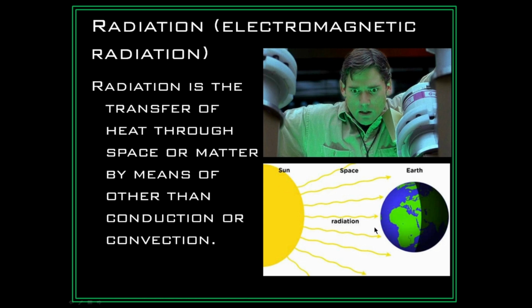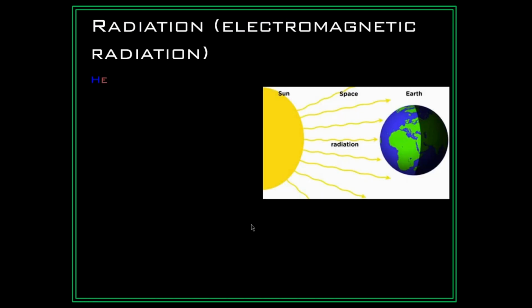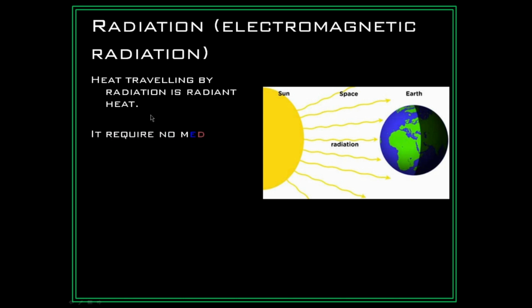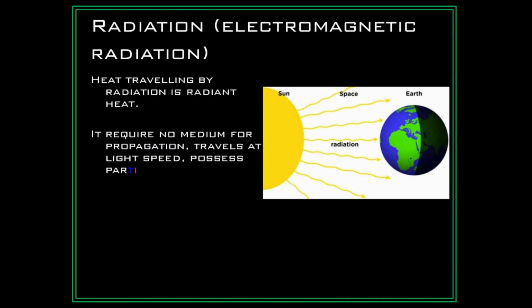Actually, the sun radiates energy through space. It is coming to the earth, and that's how photosynthesis happens. And this type of radiation, we can also call radiant heat. Heat traveling by radiation is radiant heat, and it requires no medium for propagation, as you know very well.